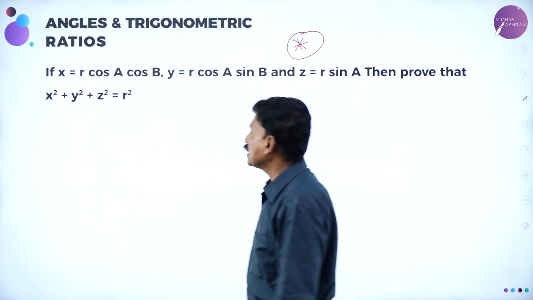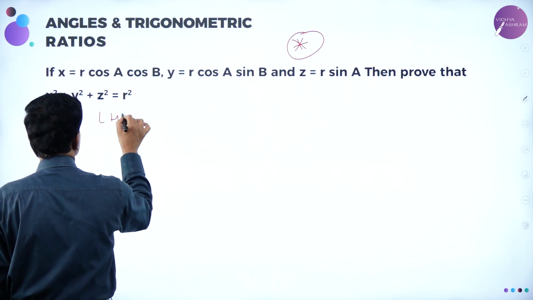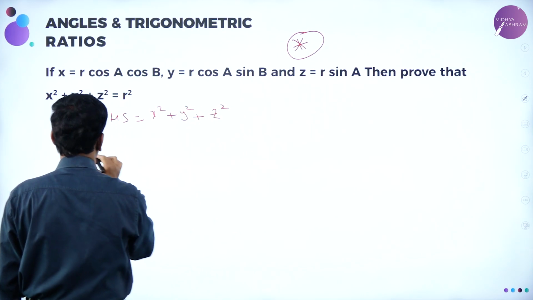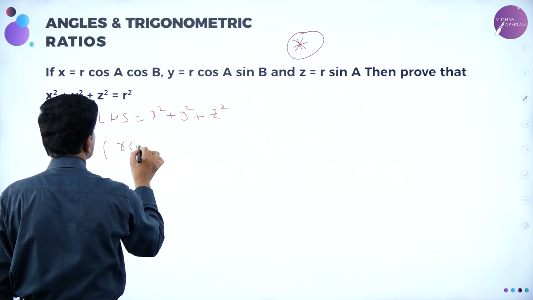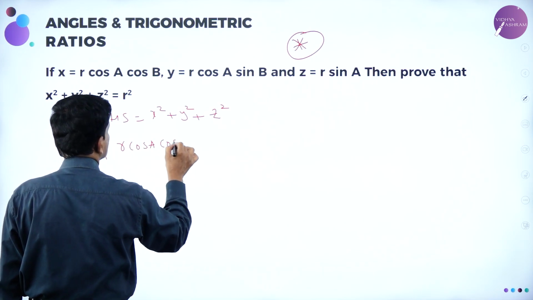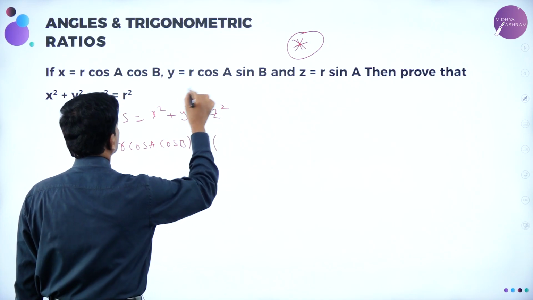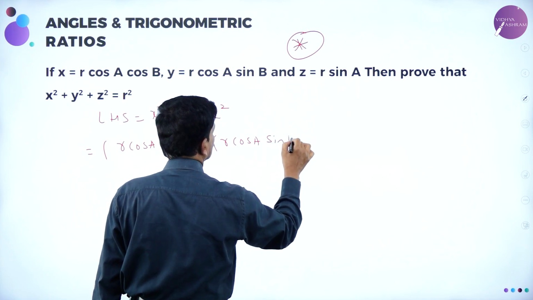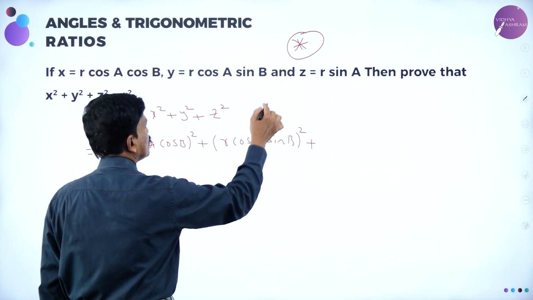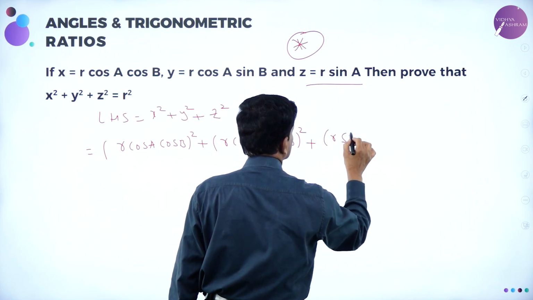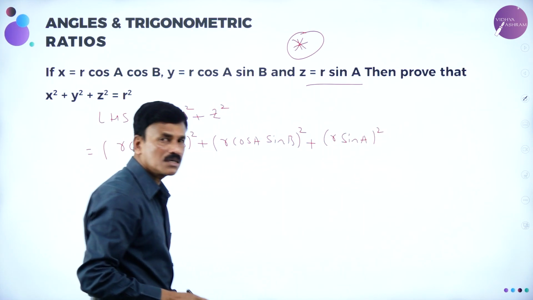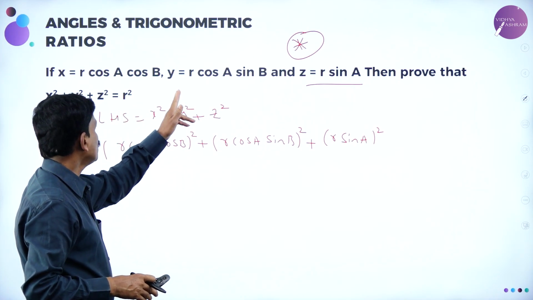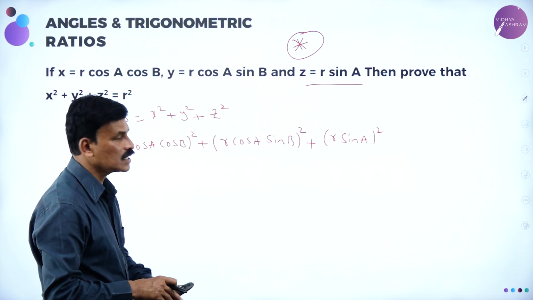Now let us take LHS first. What is LHS? x square plus y square plus z square. Substitute the values. What is x? x is equal to r cos a cos b, whole square, plus y. What is y? y is equal to r cos a sin b, whole square, plus z. What is z? z is equal to r sin a, whole square. Just substitute the value of x: r cos a cos b whole square plus r cos a sin b whole square plus r sin a whole square.